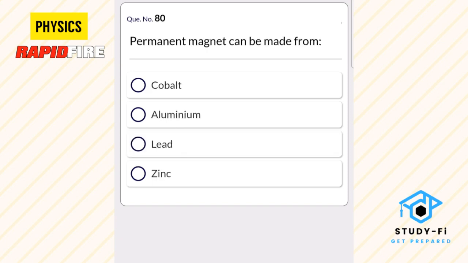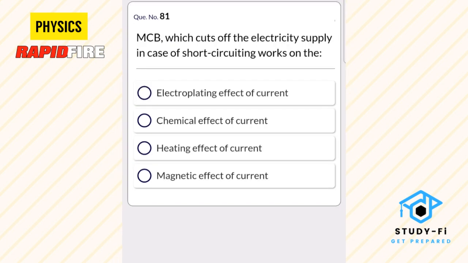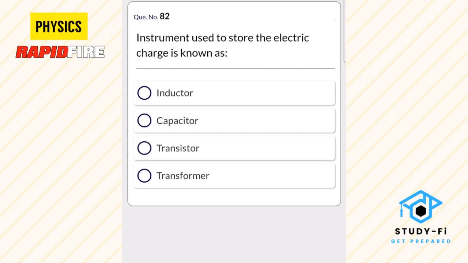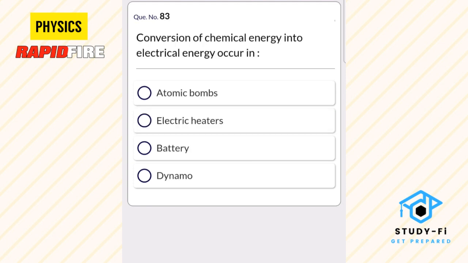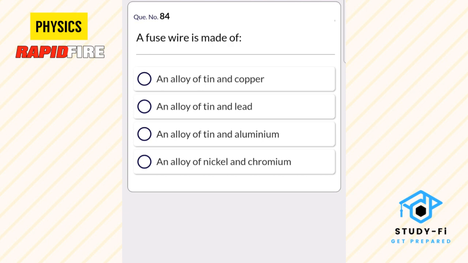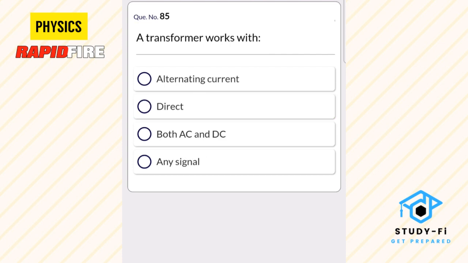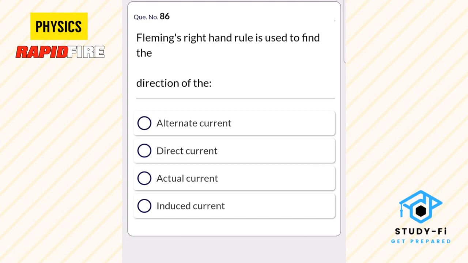conductivity. Permanent magnet can be made from cobalt. MCB, which cuts off the electric supply in case of short circuiting, works on the heating effect of current. Instrument used to store the electric charge is known as capacitor. Conversion of chemical energy into electrical energy occurs in battery. A fuse wire is made of an alloy of tin and lead. Transformer works with alternating current. Fleming's right-hand rule is used to find the direction of the induced current.